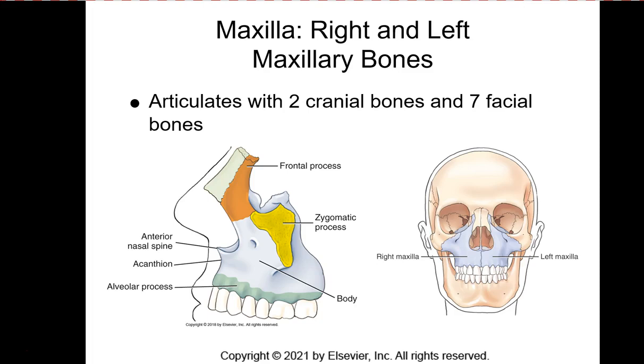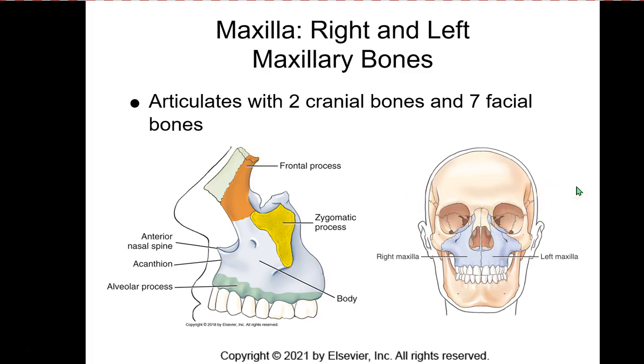The processes of the maxilla articulate with other bones, and that's how they get their name. So the first process to discuss is the frontal process, and you can see that here in orange. The frontal process projects upward along the lateral border of the nose towards the frontal bone. So just to orient you, this light green would be one of our nasal bones, and then here the frontal process articulates with the frontal bone, and you can see that on the diagram here.